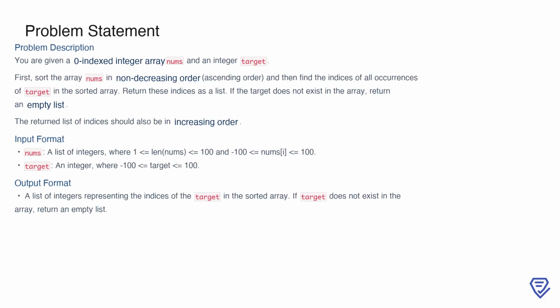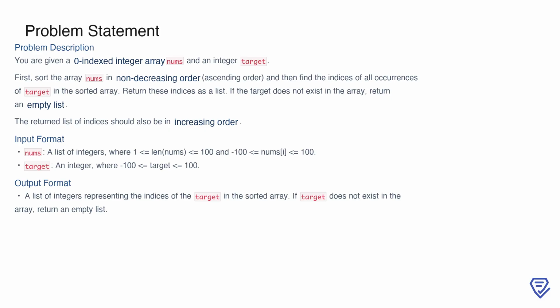In this problem, you're given a zero-indexed integer array called nums and a target integer. Your task is to first sort the nums array in non-decreasing order, which means arranging the numbers in ascending order. Once the array is sorted, you need to identify all the indices where the target value occurs in the sorted array. These indices should be collected into a list, and this list must also be in increasing order. If the target value is not present in the array at all, the function should simply return an empty list.